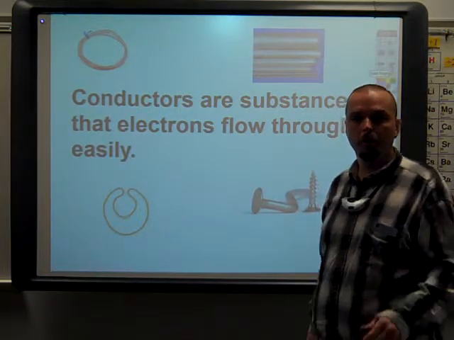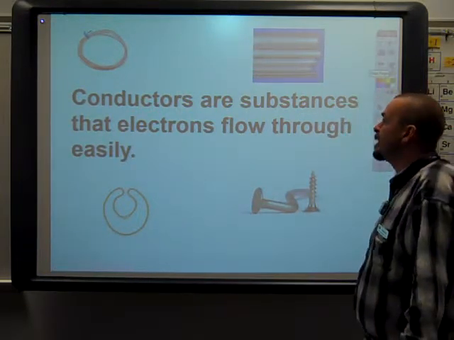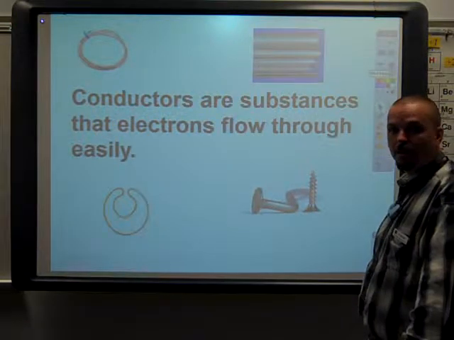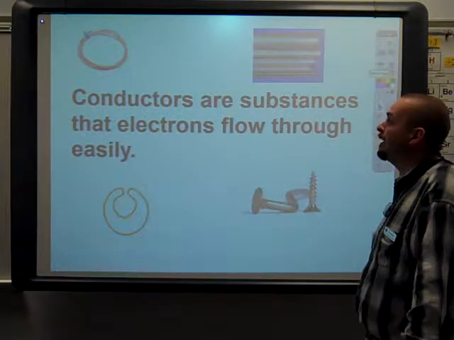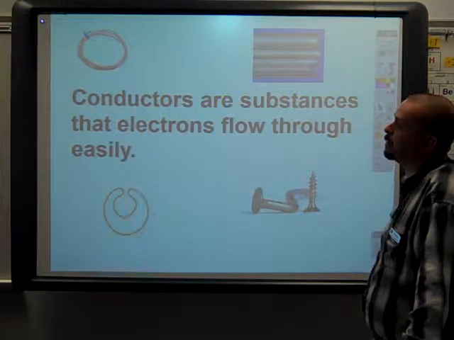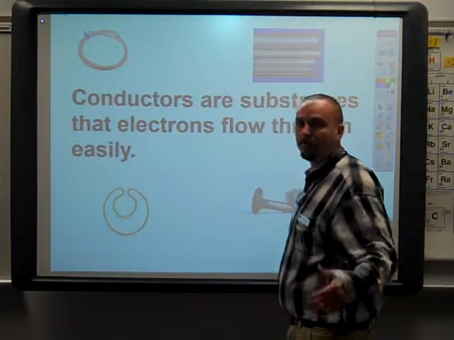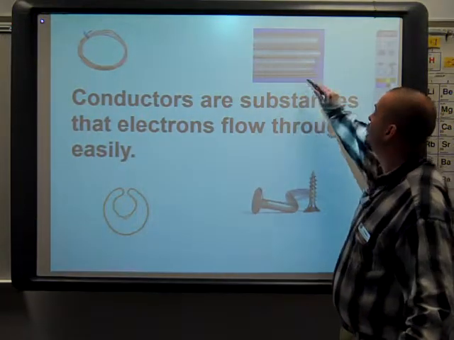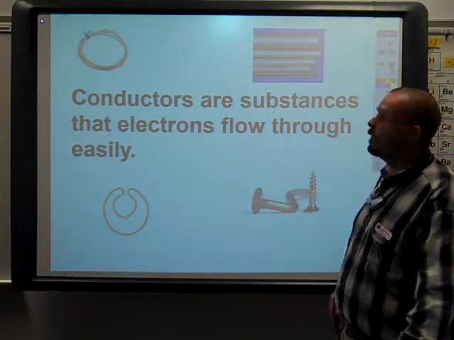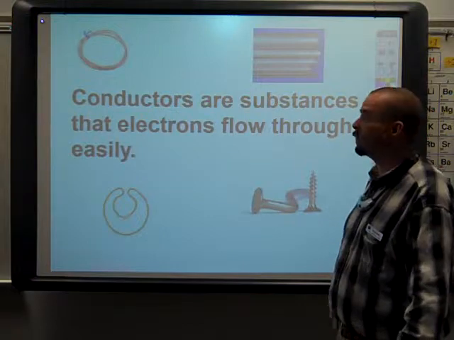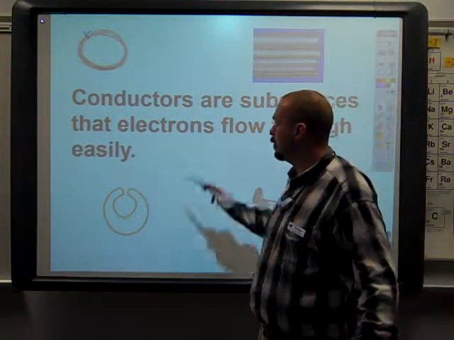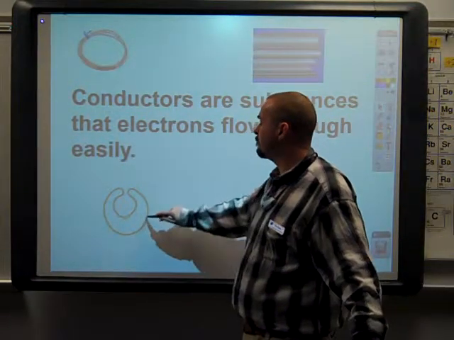Conductors, the new word in this particular video. Conductors are substances that electrons can flow through easily, and I've got several pictures of conductors up here. I've got some copper wire, the most common type of wiring used in homes. I've got some aluminum pipe here. The aluminum pipe can conduct electricity pretty well, aluminum being nearly as good a conductor as copper.